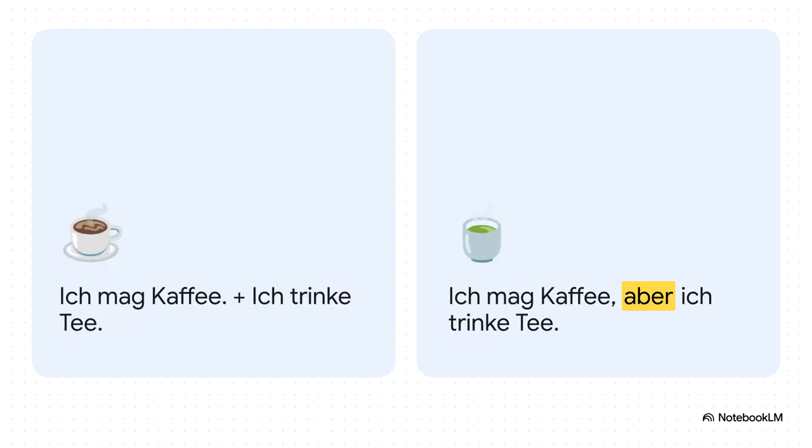Nothing changed. And it's the exact same deal with aber for but. Ich mag Kaffee, aber ich trinke Tee. Right after aber, what do we have? The subject, ich, and then the verb, trinke. They're right where you'd expect them to be. See, I told you this gang was easy.